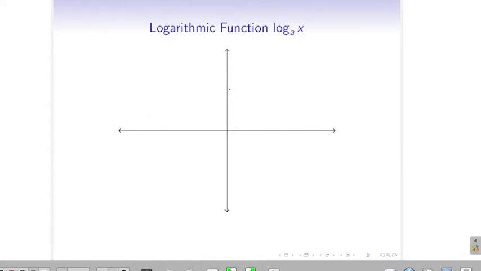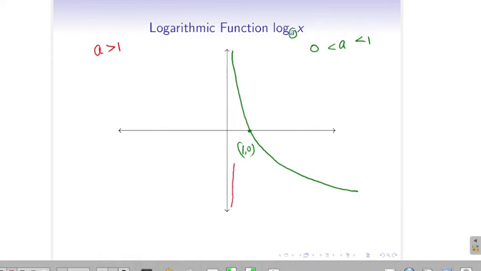Next we have logarithmic functions. If I am saying log a, again for this thing, if this a, the base, is greater than 0 and less than 1, the graph will be something like this. And the special point is 1, 0. And in the same case, if the base value a is greater than 1, the graph will be like this. It will start from here, cut this point and go like this. So again this point is 1, 0. This is the graph of the logarithmic function.